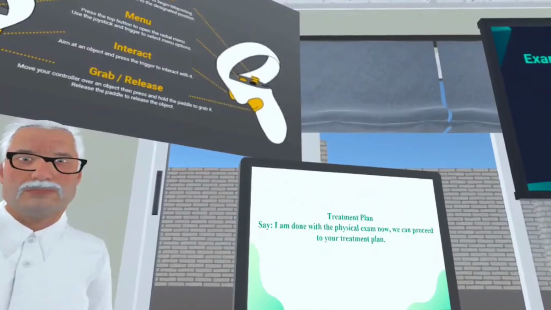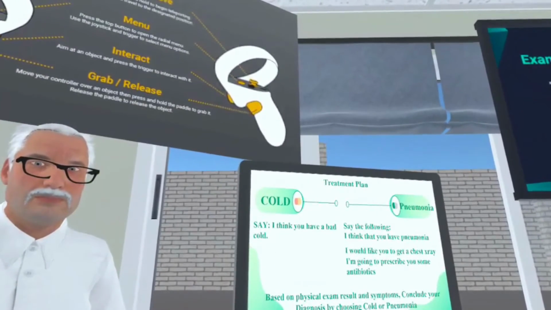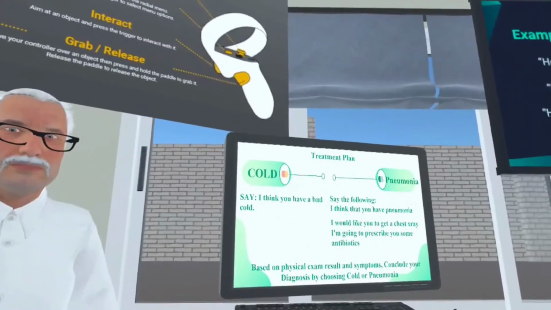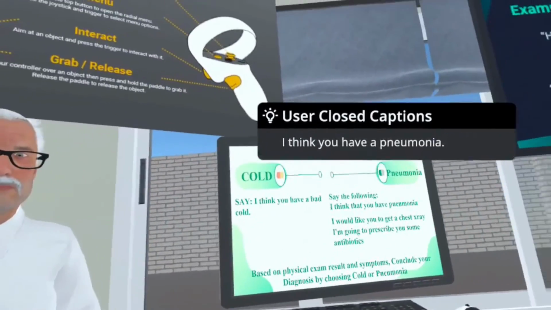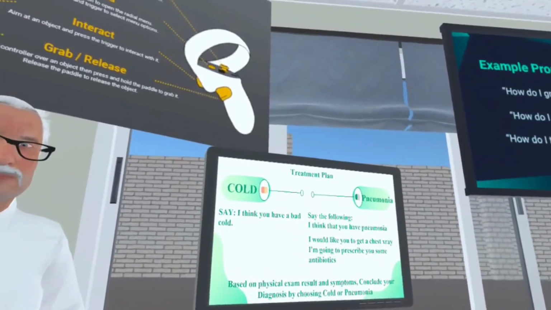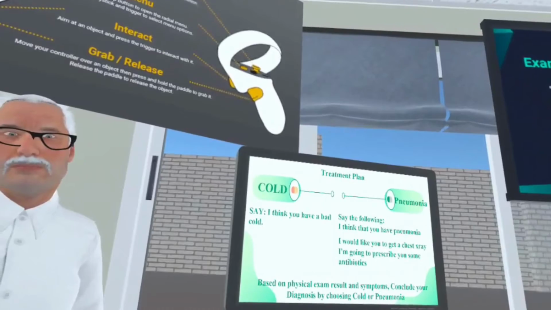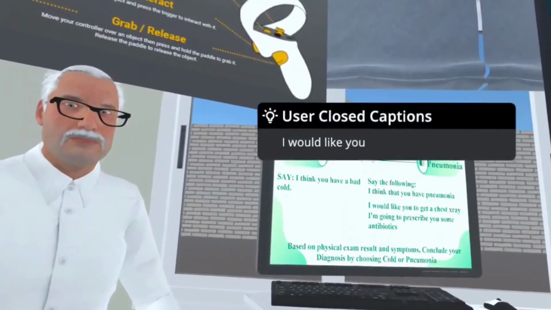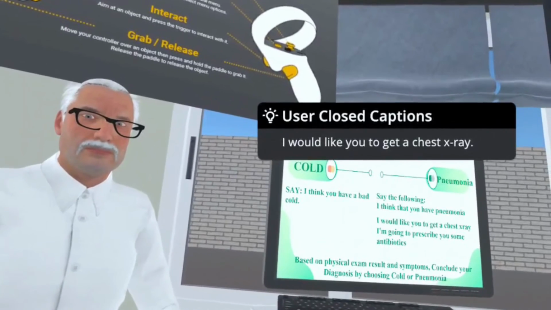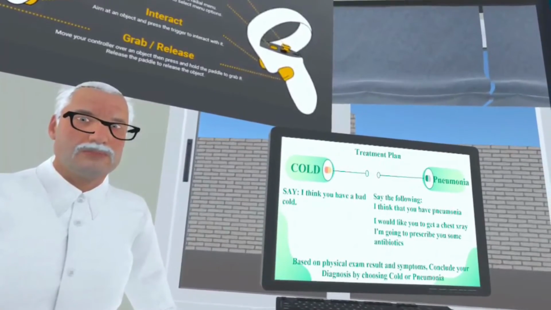Okay. I think you have a pneumonia. Okay. That doesn't sound good. I would like you to get a chest x-ray. Okay, I can do that.